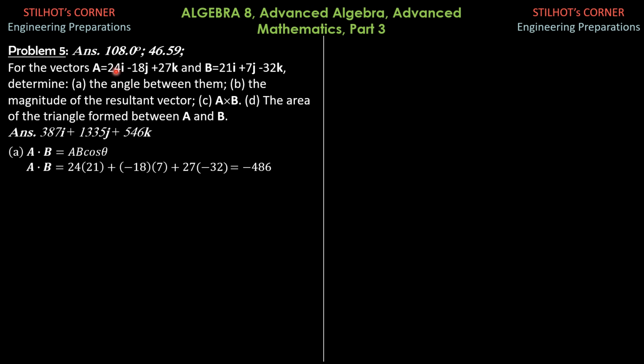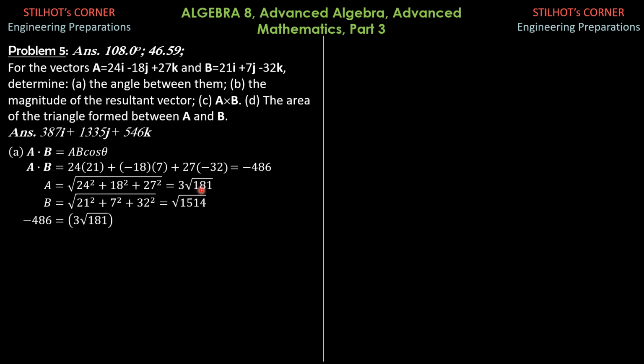The magnitude of A is square root of 24 squared plus 18 squared plus 27 squared. And that magnitude of A is equal to 3 times square root of 181. While the magnitude of B is square root of 21 squared plus 7 squared plus 32 squared. And that is equal to square root of 1514. Substitute into this formula, negative 486 is equal to quantity 3 square root of 181 times square root of 1514 cosine of the angle between them. So the angle between them is 108.0 degrees to 4 significant figures.